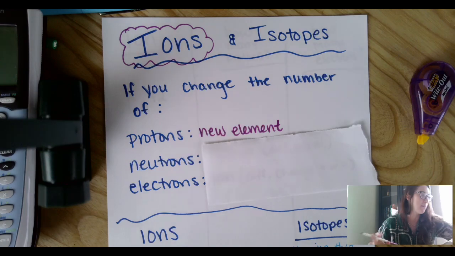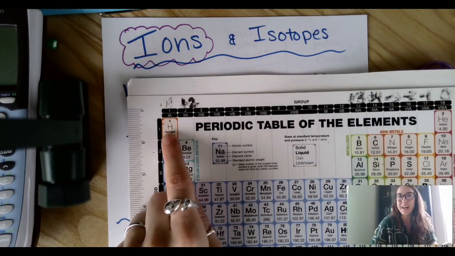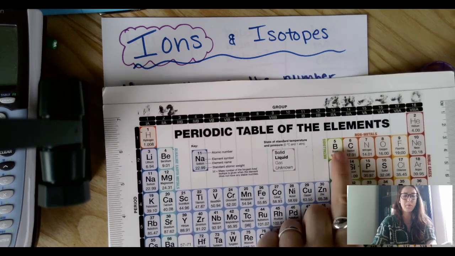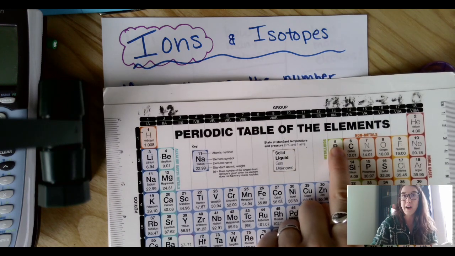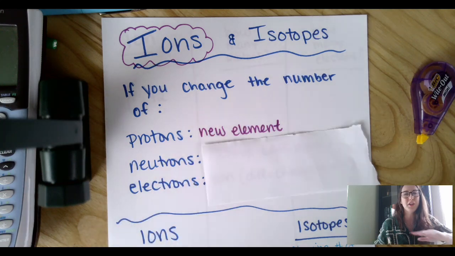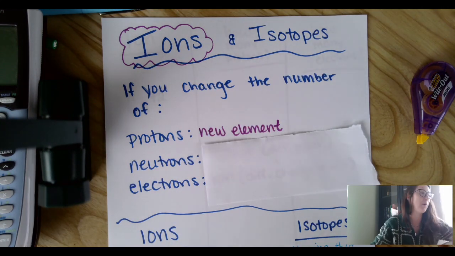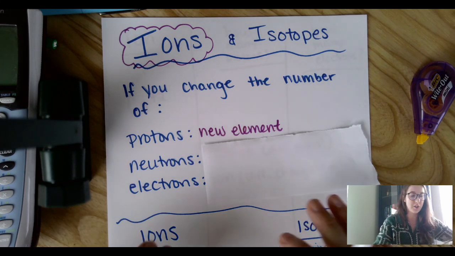Nobody else, for example, on planet Earth, right? No other element can have one proton. Only hydrogen can have that. Same thing with boron, right? No other element can have 5 protons. Only boron can have that. So if you change the number of protons, you're working with a completely new element. And that's really not necessarily what we're looking about here in this ion and isotope idea.